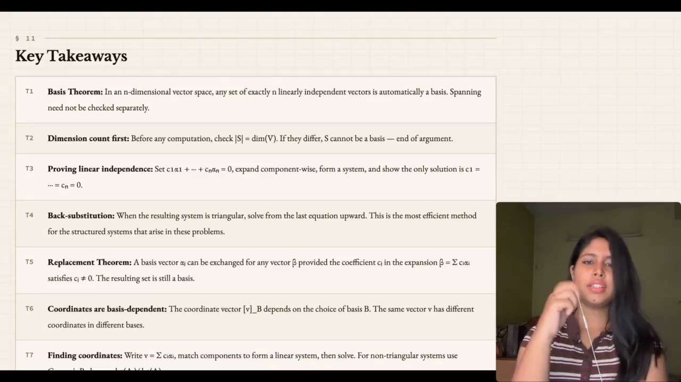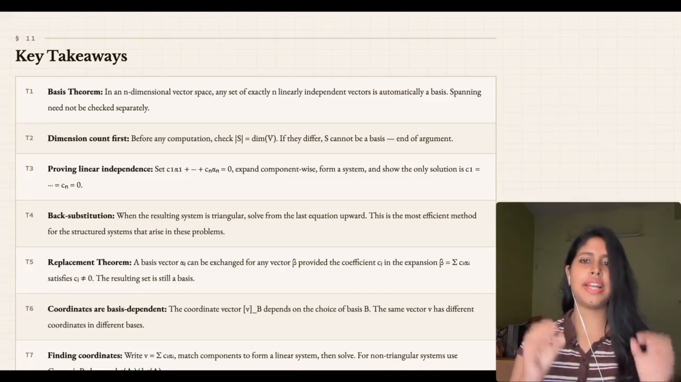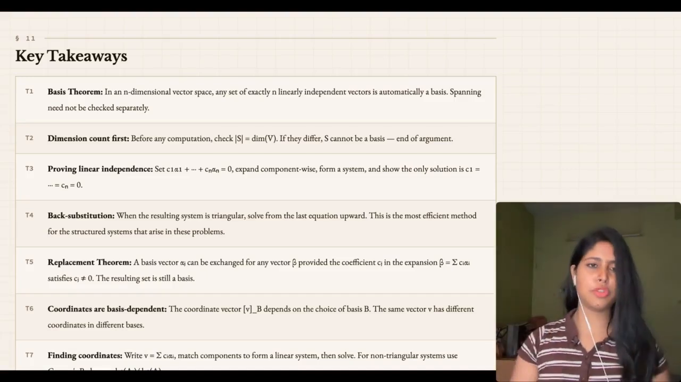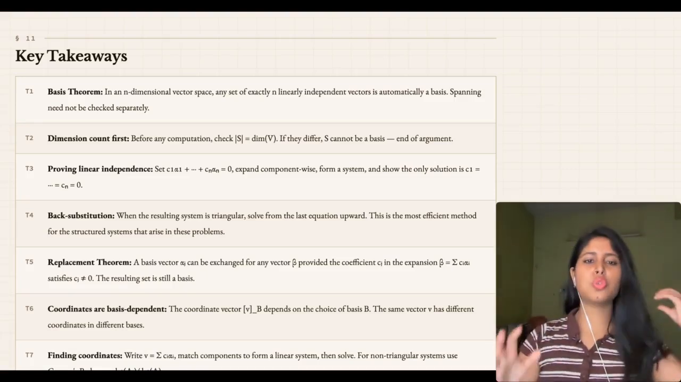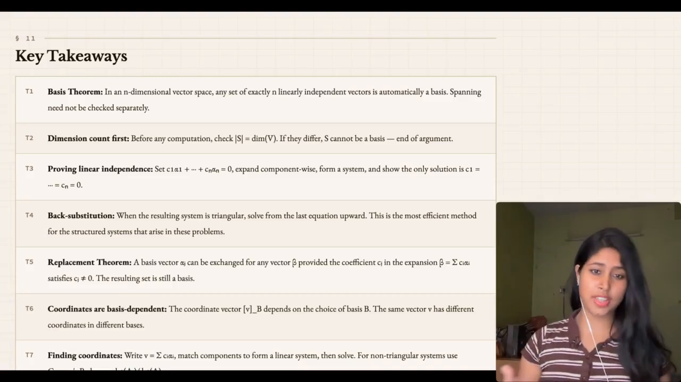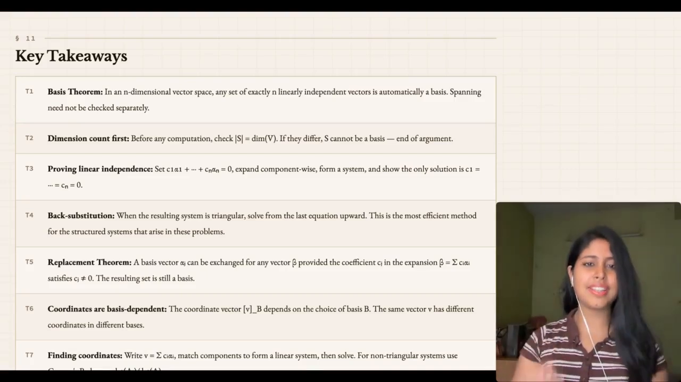First, what we learned is that any n linearly independent vectors in an n-dimensional space form a basis. This is the one line you need to remember all through linear algebra when you are studying basis, because basis is everywhere. This line is very, very important, so I'm repeating it: any n linearly independent vectors in an n-dimensional space form a basis.